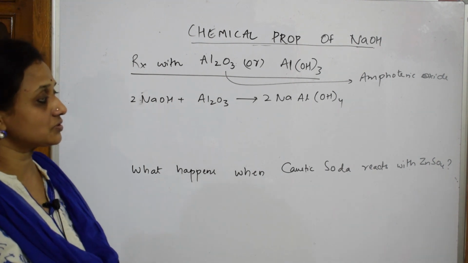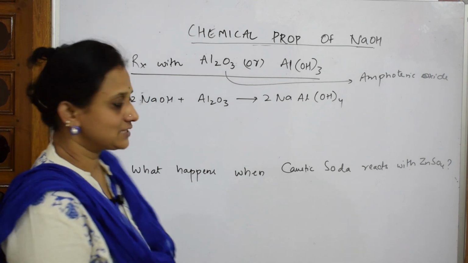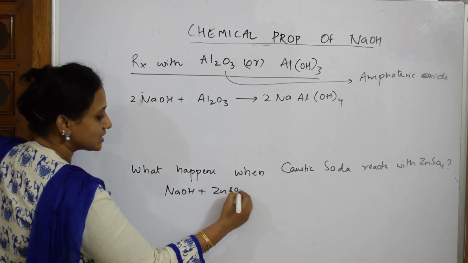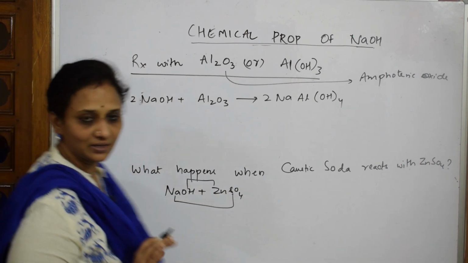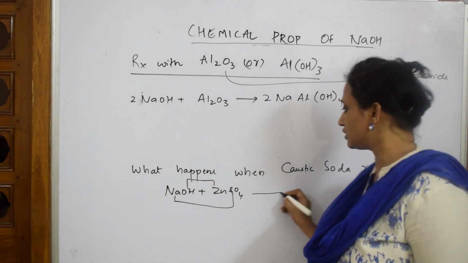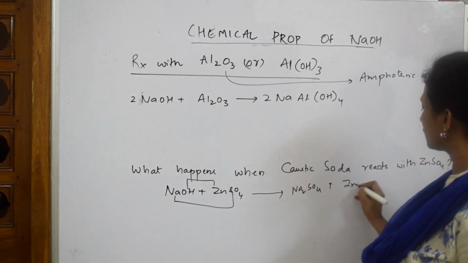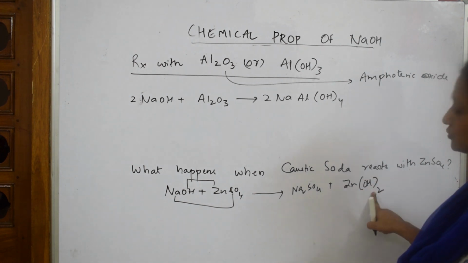What happens when caustic soda reacts with zinc sulfate? They may ask you in this way. Caustic soda, as we know, is sodium hydroxide. Sodium hydroxide, when it combines with zinc sulfate, is simple, isn't it? Sodium sulfate and zinc hydroxide. Right, till now that is all we need to remember. So Na2SO4 plus zinc hydroxide. For zinc hydroxide, the valency of zinc is +2, so 2.